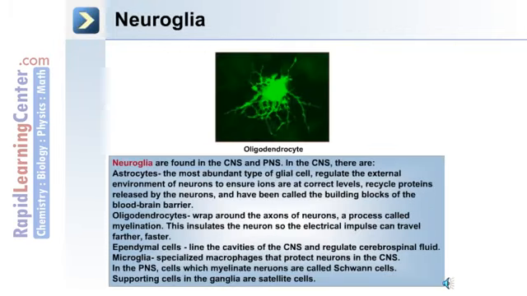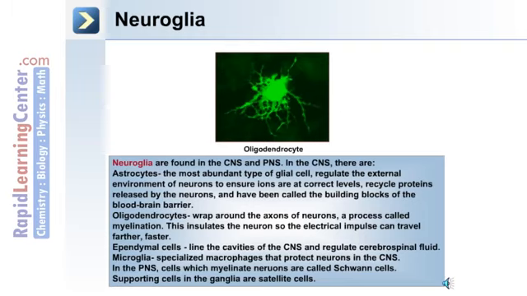Neuroglia cells are found in the central nervous system and the peripheral nervous system. In the CNS, there are astrocytes, oligodendrocytes, and ependymal cells. Astrocytes are the most abundant. They regulate the external environment of the neurons to ensure ions are at correct levels. They recycle proteins, and they've been called the building blocks of the blood-brain barrier.